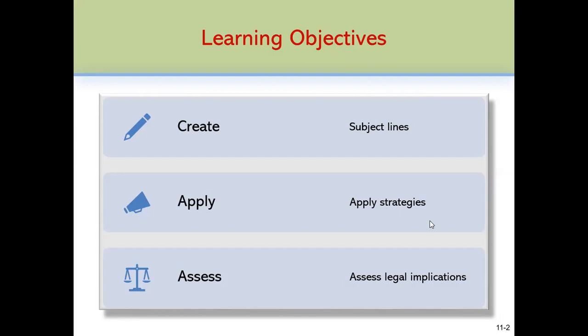We'll talk a little bit about legal implications. If the language of your letters or the words that you choose in your letter are not good for negative news, then there are legal implications. There are legal cases against such people. So I will talk about that also.